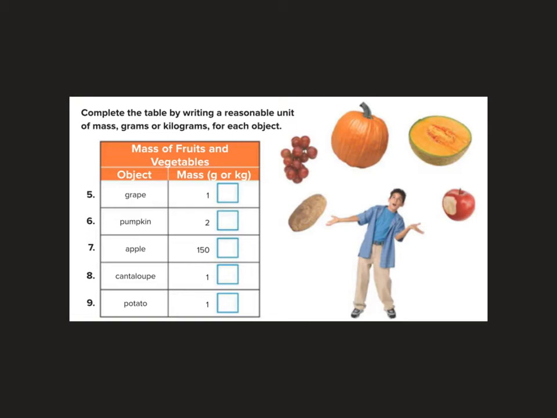Complete the table by writing a reasonable unit of mass, grams or kilograms, for each object. A grape would be gram. Pumpkin, kilogram. They're kind of heavy. Apple, 150 grams. Yep. So we know 6 apples equals 1 kilogram, so it wouldn't be 150 kilograms for 1 apple.